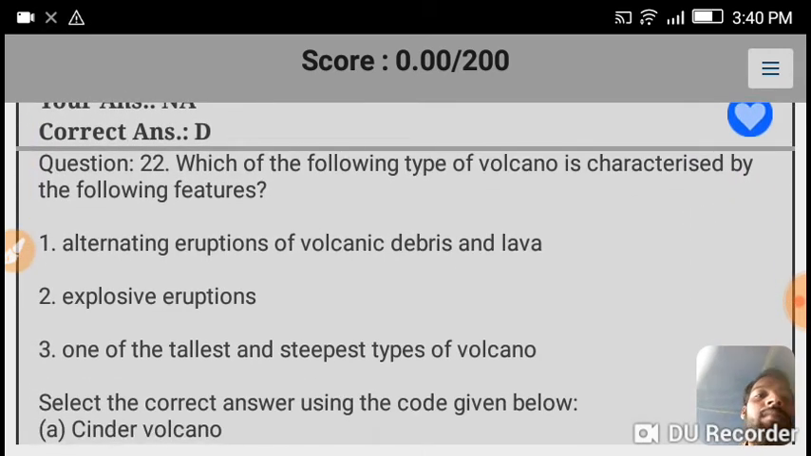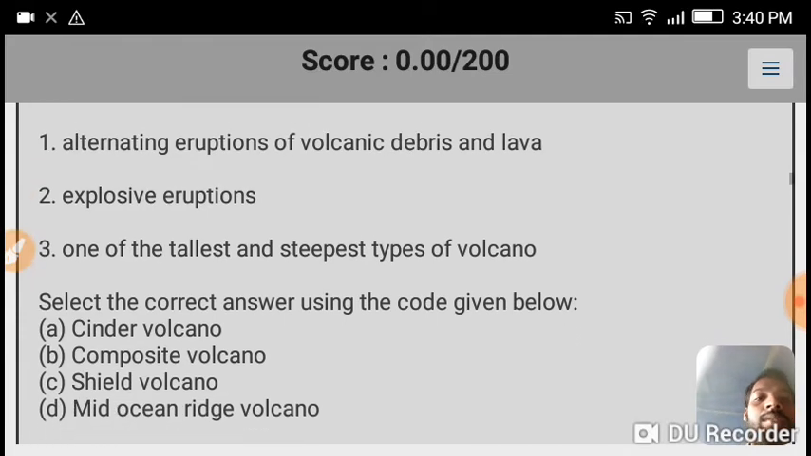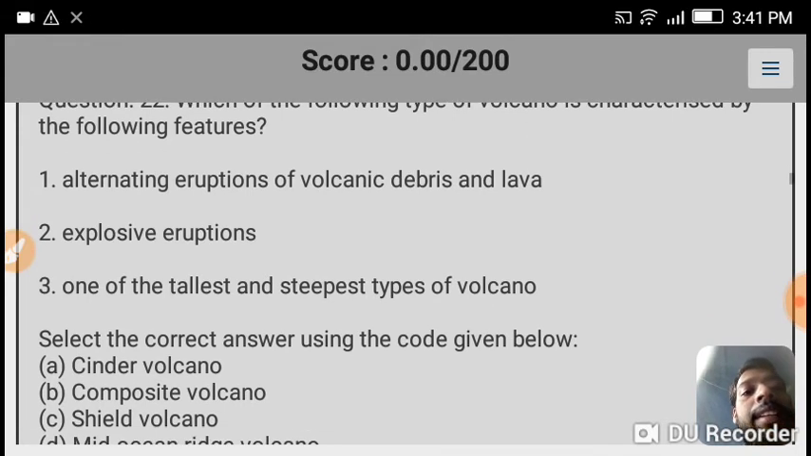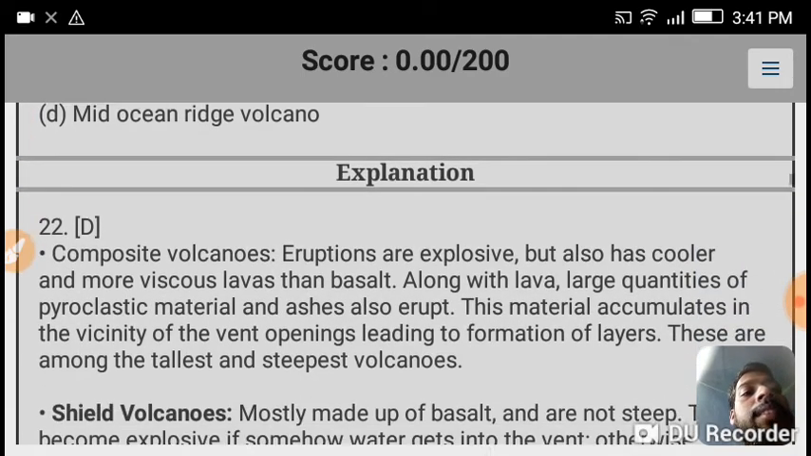Next question. Which of the following types of volcano is characterized by the following features? Alternating eruption of volcanic debris and lava, an explosive eruption, one of the tallest and steepest types of volcano. Select the correct answer using the code given below. So which volcano is it? Alternating eruption of volcanic debris and lava, explosive eruption, one of the tallest and steepest types of volcano. So mainly D is the answer.